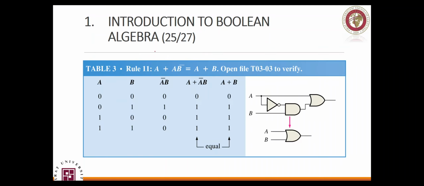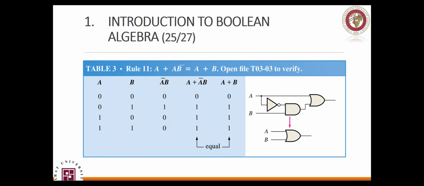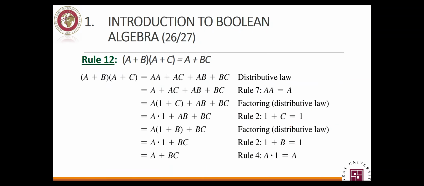Let's take another example. This is its implementation. What it shows you is that A or B is equivalent to A or A bar B. It's equivalent, it's not equal. The outcome is equal, but the whole process is not equal. How about the last rule, number 12? How can we prove it? It's really easy. You just need to distribute. Distribute means what? A and A, A and C, A and B, B and C. It's just the distribution of those over the parentheses.